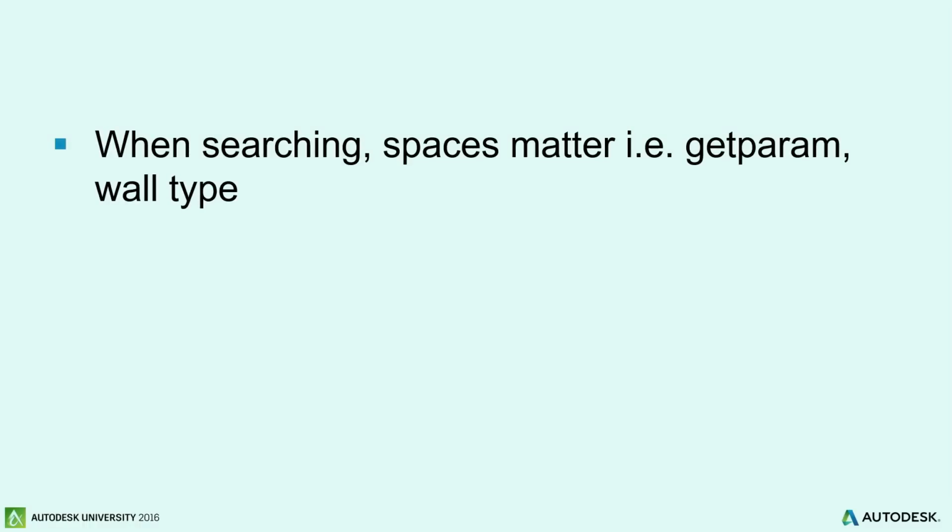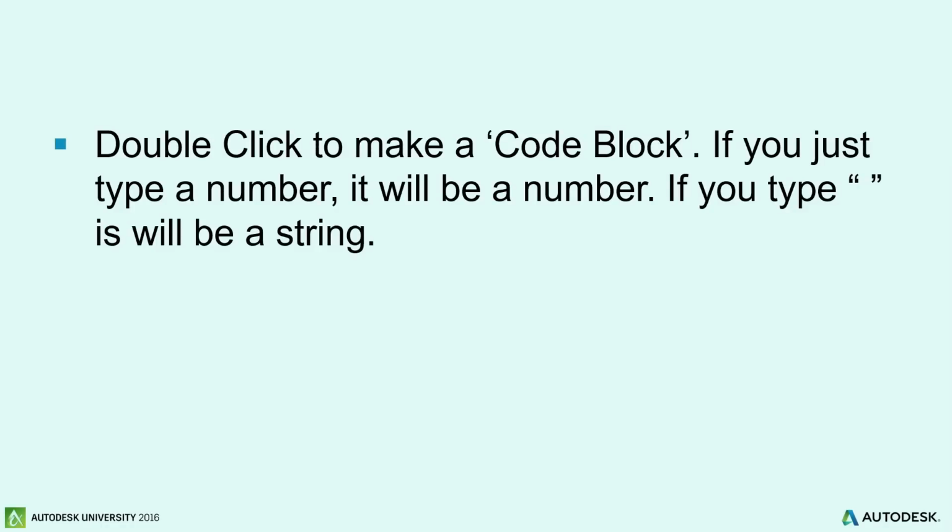Let's just review some of the points from there. When you're searching, spaces do matter. So if you type in get space parameter, it doesn't find it. I don't know why, but it just doesn't. If you type get parameter all together as one, it finds it. It's the first one on the list. So you get to know those. There's a few of them, and we've included those in the glossary. This is just a time saver. You can double click to make what's called a code block. And if you just start typing a number, that'll be the number. If you need a string, like floor finish parameter, you put it in quotation marks.